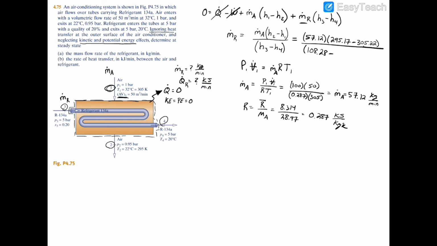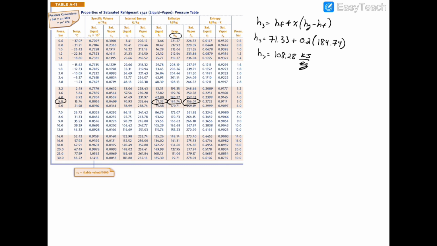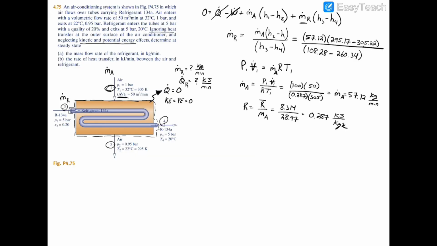Now next we need to subtract H4. So to find H4, we have, again, R134A, but this time we have the pressure and the temperature. So we have 5 bar and 20 degrees Celsius. So at 5 bar, our saturation temperature is actually 15.74 degrees. So we're higher than that because we're at 20 degrees, so we must be in the superheated region. So we turn to table A12, and here we have 5 bar on this table, and we have 20 degrees as well. And right over here, we can find our specific enthalpy, which is 260.34 kilojoules per kilogram.